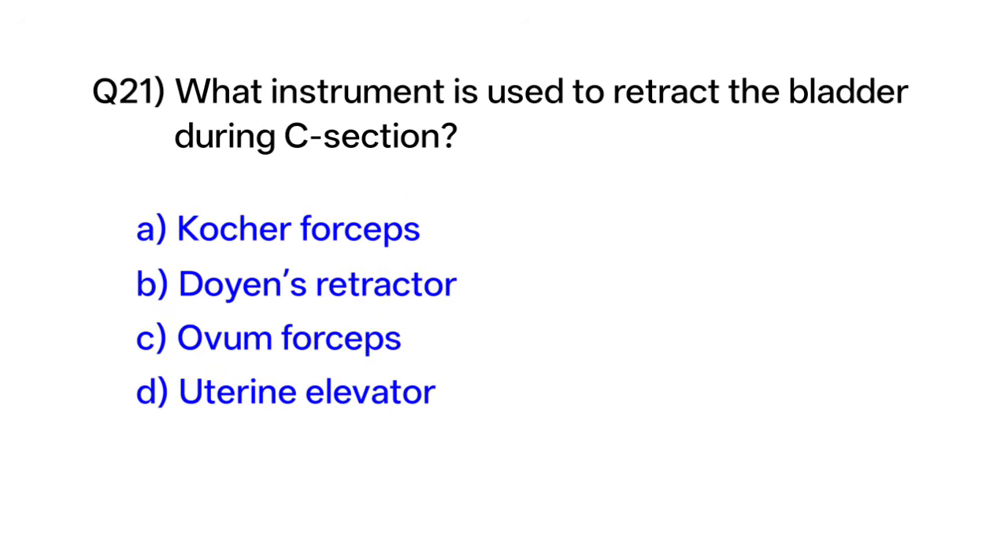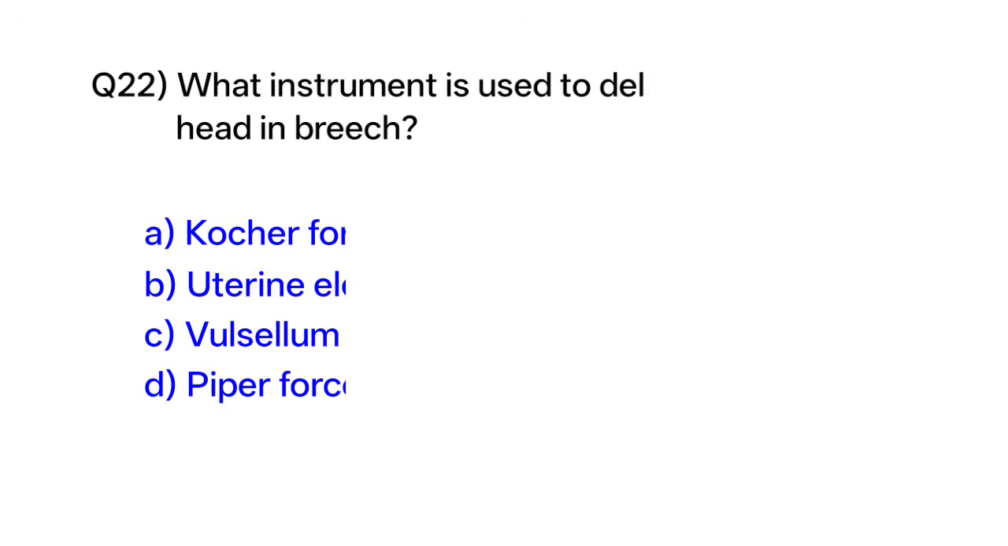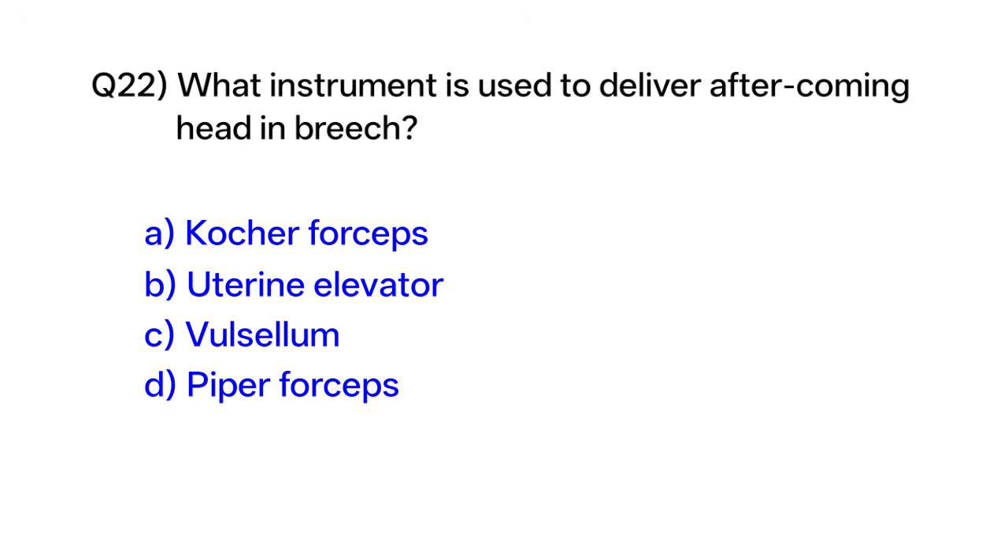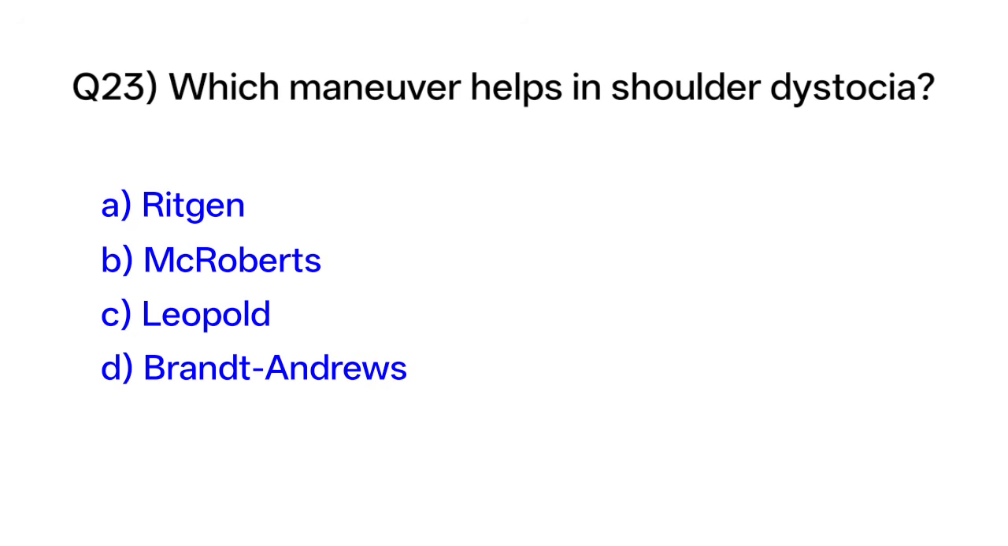Question number 21. What instrument is used to retract the bladder during C-section? The correct option is B. Doyen's retractor. Question number 22. What instrument is used to deliver the after-coming head in breech? The correct option is D. Piper forceps. Question number 23. Which maneuver helps in shoulder dystocia? The correct option is B. McRoberts maneuver.